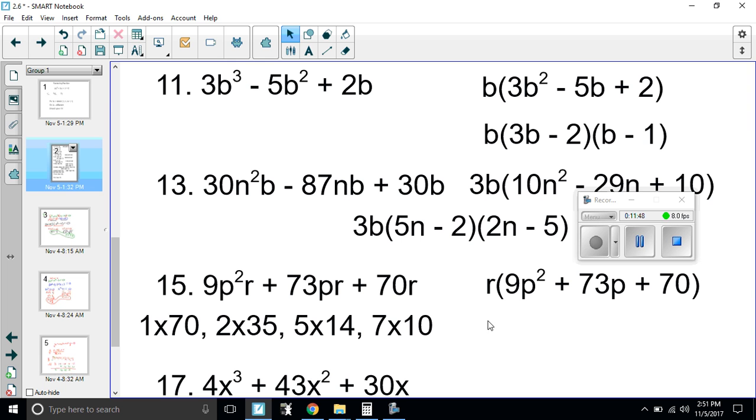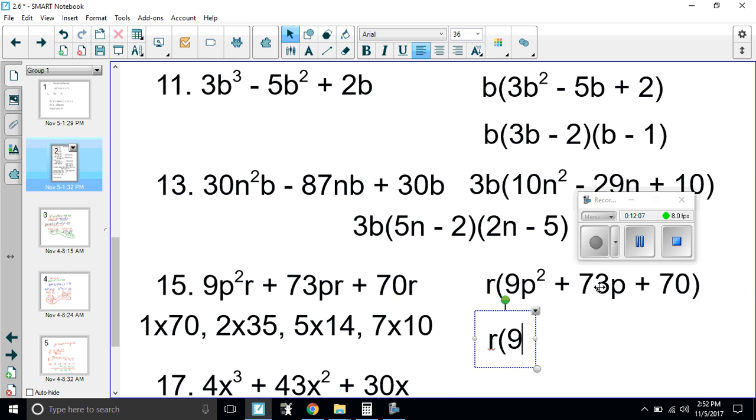And then we can factor this. Now my factors of 9p squared are either 3p and 3p or 9p and 1p. And I'm going to go out on a limb here, and because of it being a 73p as our b term, I'm going to assume we are using 9p and p as the first coefficients in each factor. I might be wrong. We might have to go back and fix that, but we'll see.